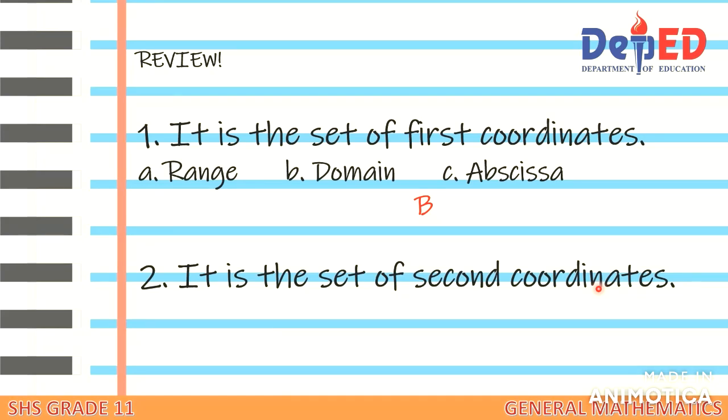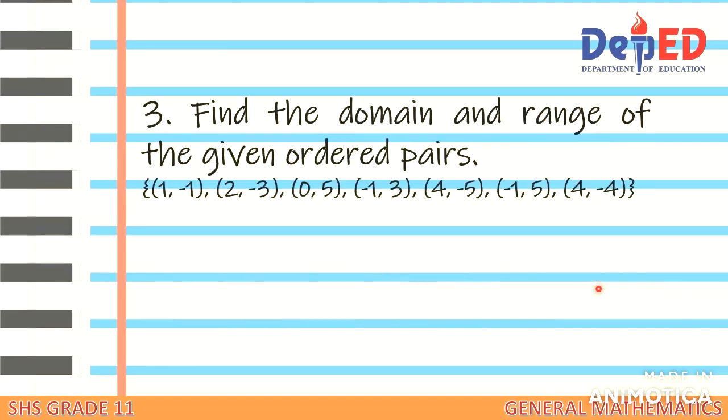Second question. It is the set of second coordinates. Is it A, range, B, domain, or C, abscissa? The correct answer is A, range. So domain is the set of first coordinates, and range is the set of second coordinates.